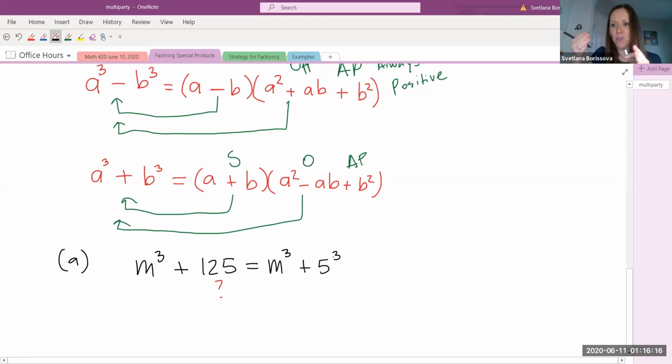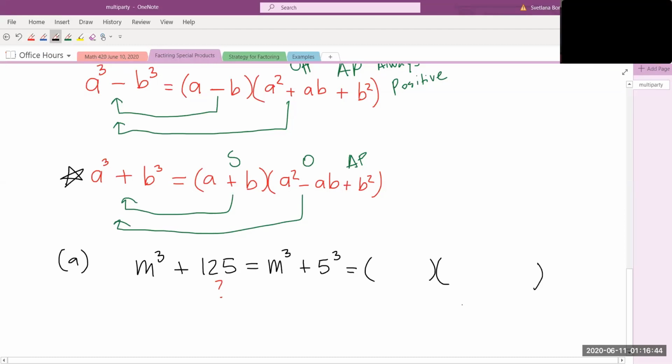So they're in front of you. It's easier to follow. Then I can set up the parentheses for the short expression and the long expression. What should we put in the short one? Oh, and by the way, it's going to be the second formula, because it's the one with plus. M plus 5, that's right.